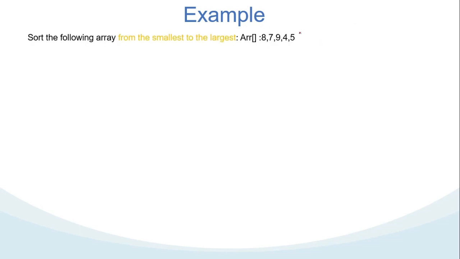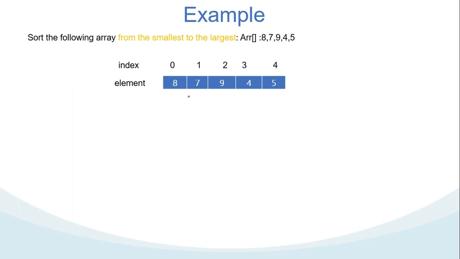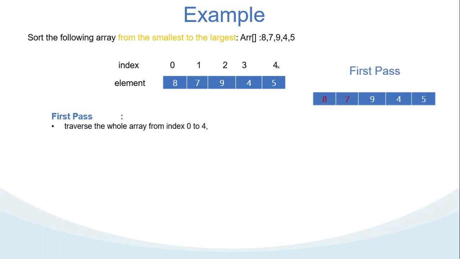We are given an unsorted array, which we visualize as follows. So we have 5 elements, and each element occupies a certain index from index 0 up to 4. Let's see the concept of selection sort. The concept of selection sort is to traverse all elements from index 0 up to index 4.